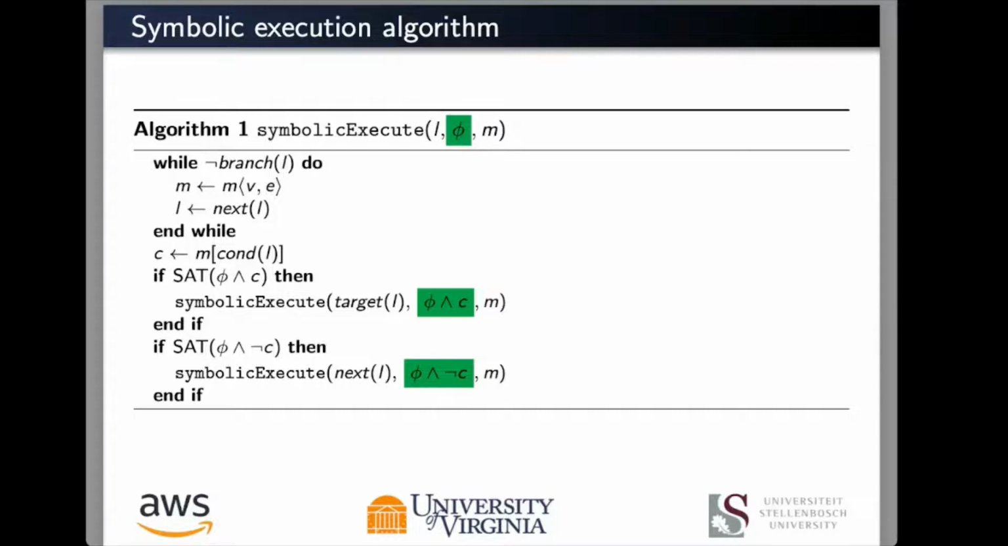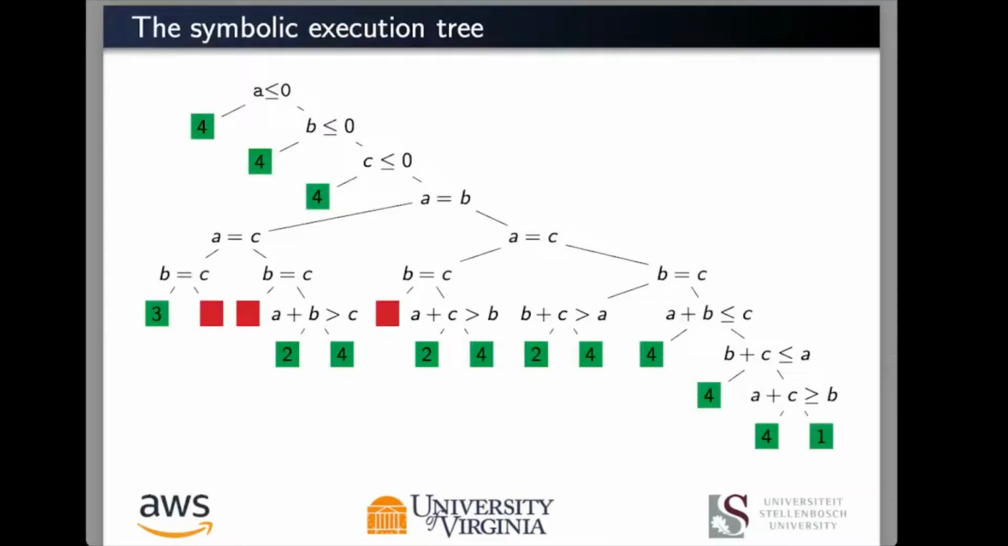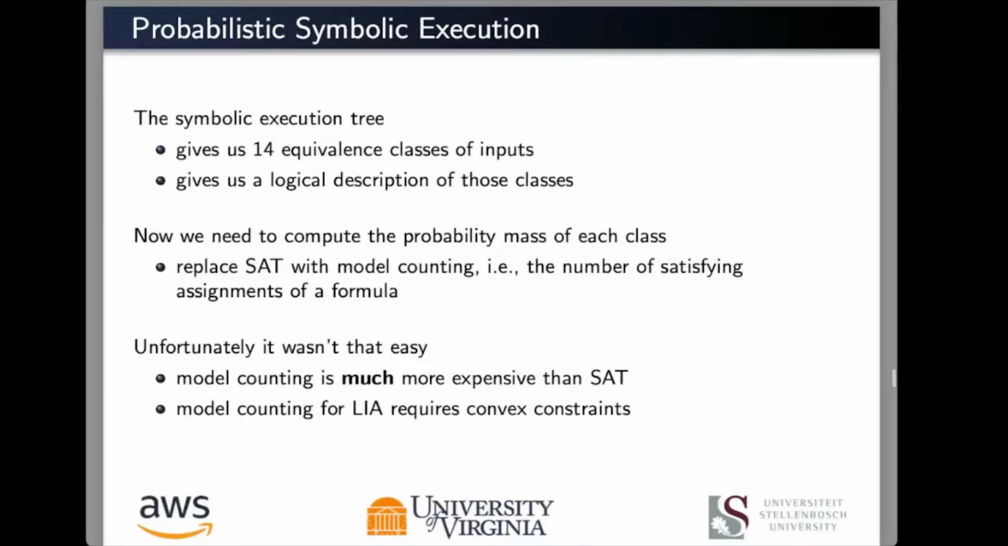And if you take a program like this one, which is just the triangle program you've probably seen before, and you run symbolic execution on it, you get a symbolic execution tree like this. And this is computed completely automatically. And what's nice about this symbolic execution tree is that it gives us 14 equivalence classes of inputs.